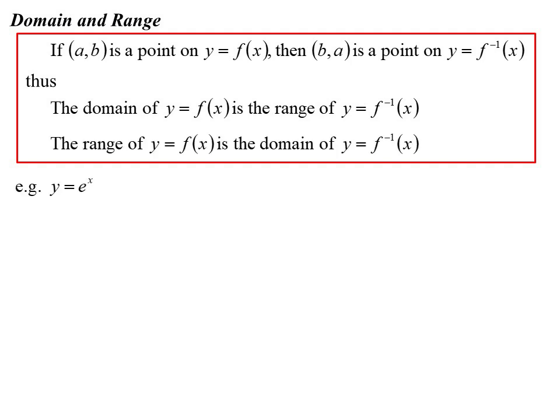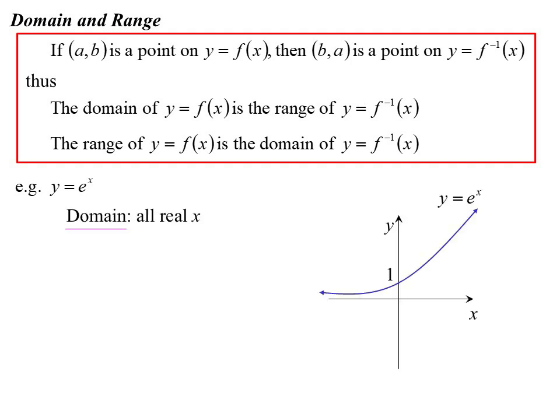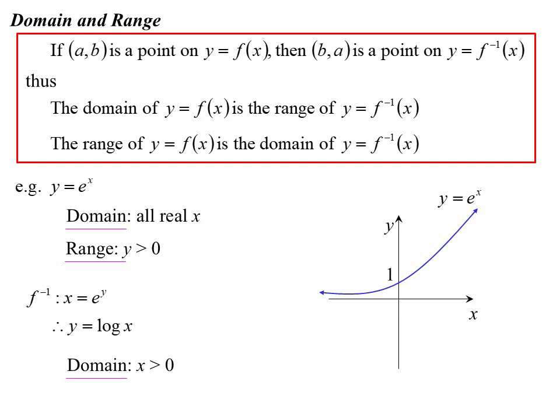It's a simple little example. Here's y equals e to the power of x, which we know is our basic exponential curve. Domain, we can see, is all real x. The range is y is greater than 0. What's its inverse? Swap x and y around, and making y the subject, we get y is the log of x. So therefore the domain of the log function must be x is greater than 0. The range swaps with the domain, and the range is all real y. Domain swaps with the range.